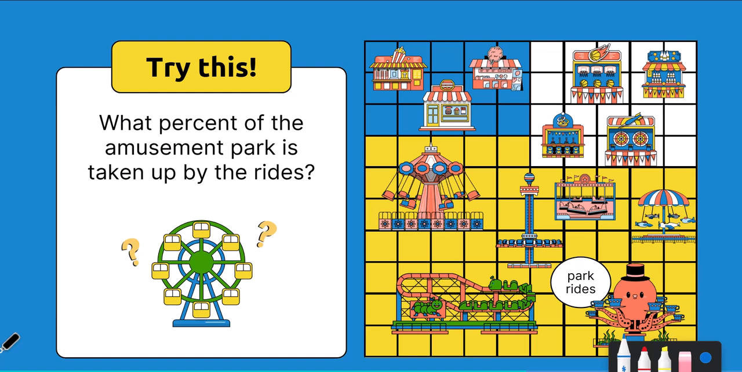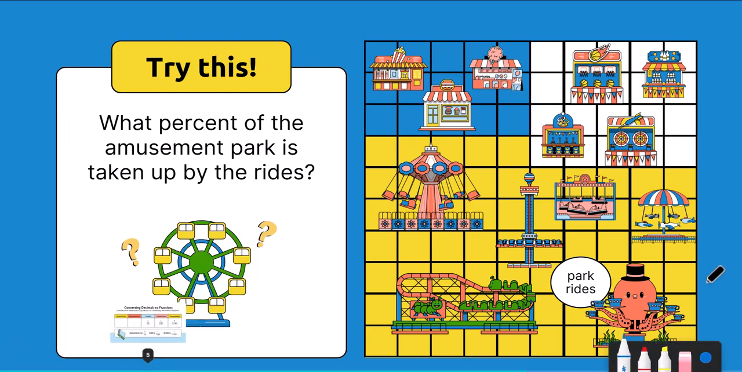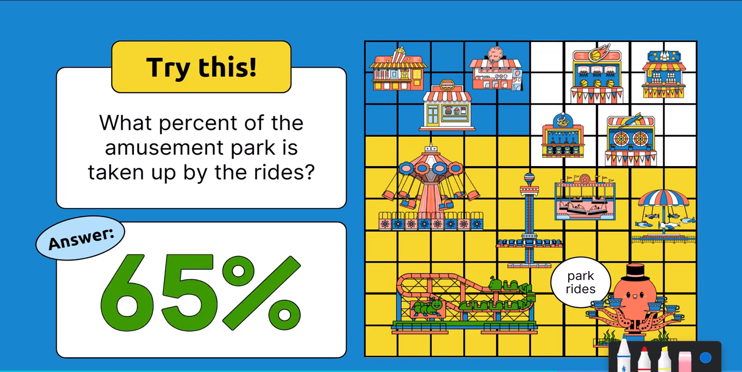Now try this. What percent of the amusement park is taken up by the rides? Correct. The answer is 65%.